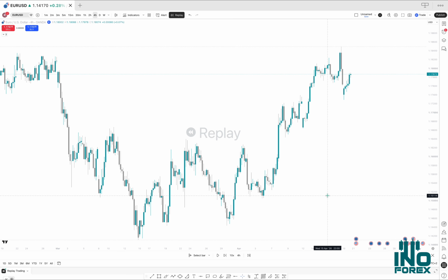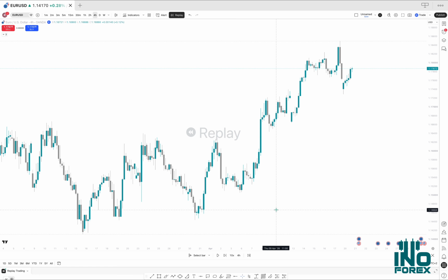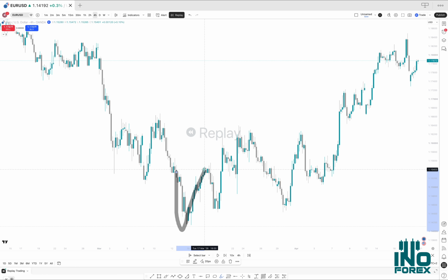I'm going to show everything so you will understand. As I told you, we find an order block after a pullback. As you see here, the market creates a pullback. The order block is the last candlestick. So let me show you.